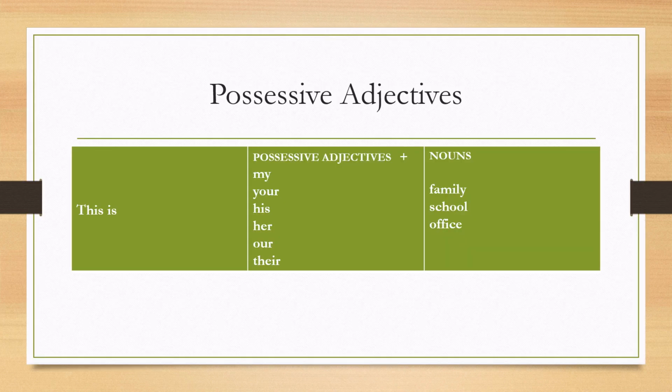Possessive adjectives. Now, possessive adjectives are always accompanied by a noun. So it's the possessive adjective plus a noun. For example, my, your, his, her, our, their. Notice you can use any one of those nouns in combination. For example, this is my family. This is his school. This is our office.